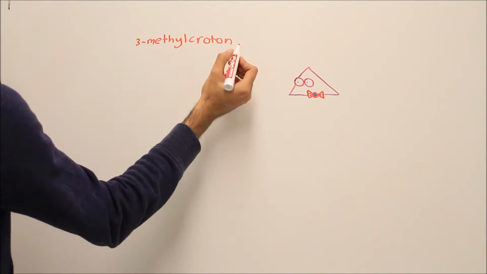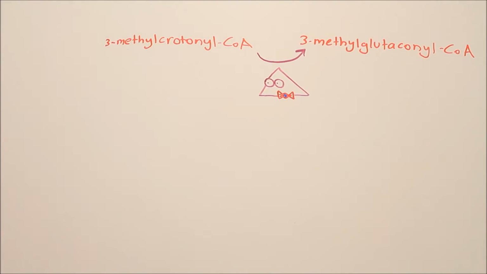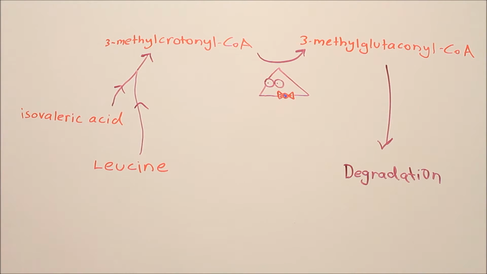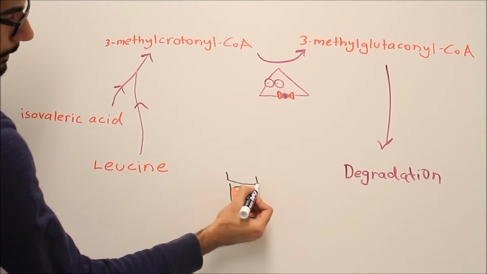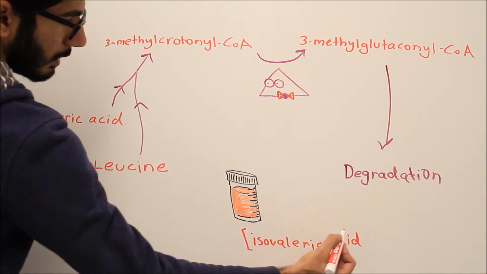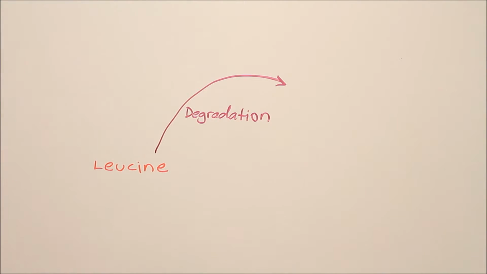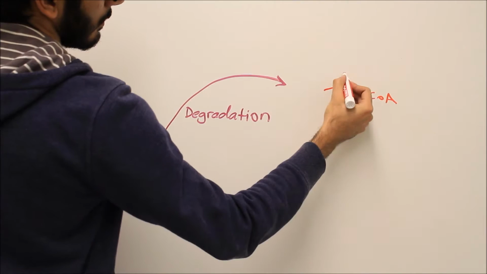3-methylcrotonyl-CoA carboxylase, or MCC, catalyzes the conversion of 3-methylcrotonyl-CoA into 3-methylglutaconyl-CoA, which is part of leucine and isovaleric acid catabolism. High isovaleric acid levels are seen in the urine of the MCD patient in the case study. Within the pathway of leucine breakdown, there is the formation of acetyl-CoA and acetoacetate.